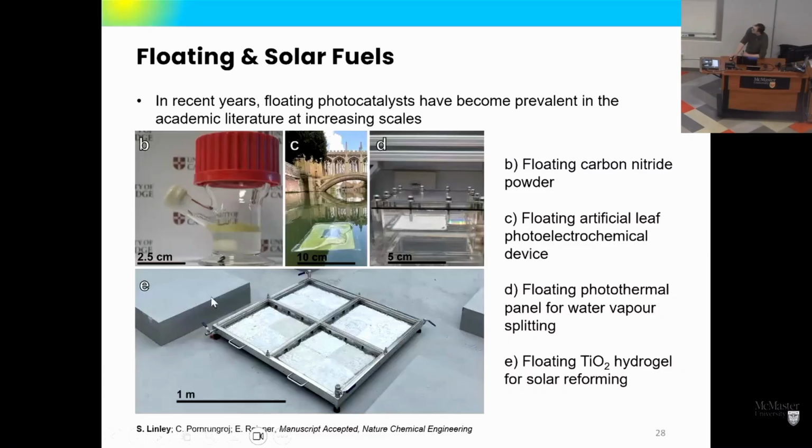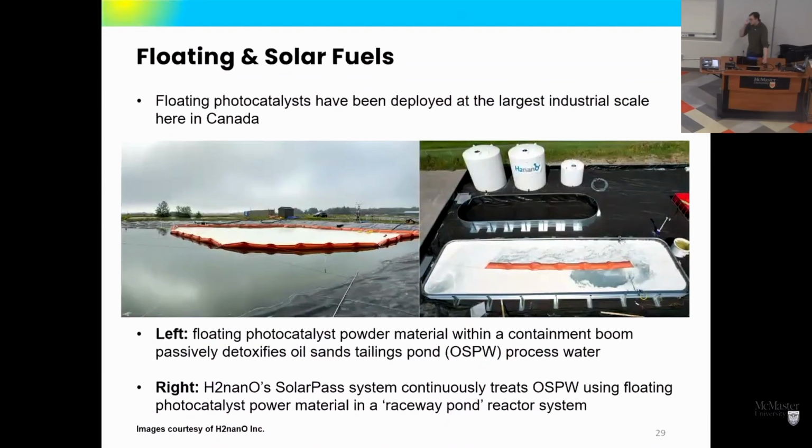And then this is an example from 2025, this TiO2 hydrogel system out of a group in Korea, where they produced these scalable hydrogel sheets, and were able to scale this up to about 1 meter squared in dimension. So these are some exciting developments in the world of floating photocatalysis. And in fact, the largest example of floating photocatalyst application has been right here in Canada. So I mentioned earlier in the talk about this company that we co-founded back in 2015.